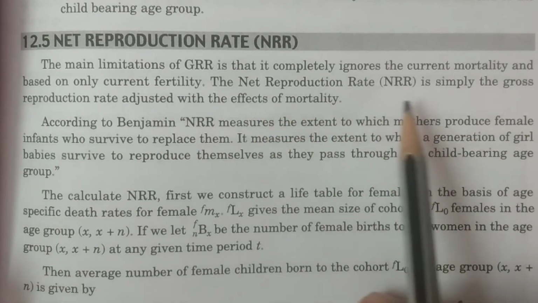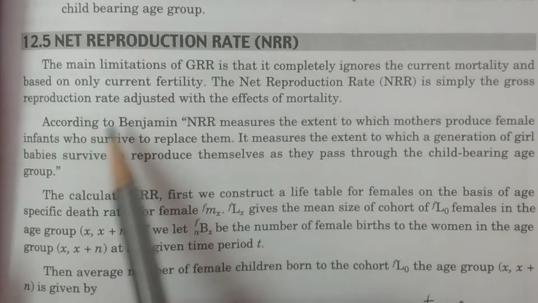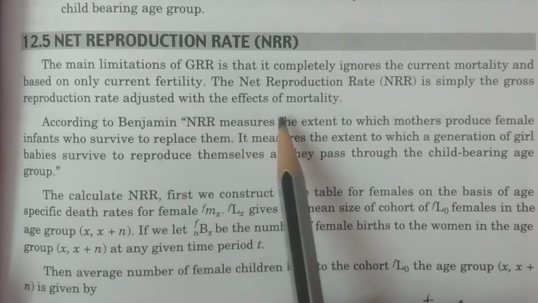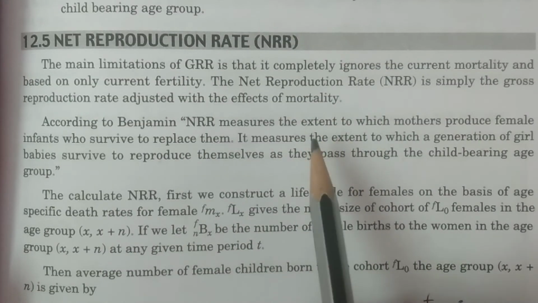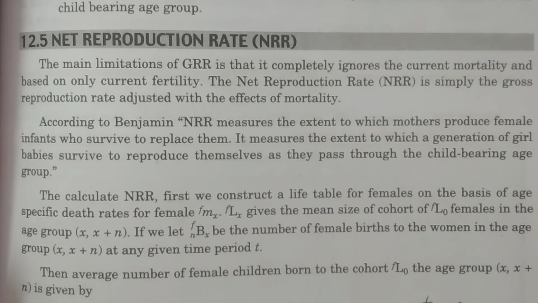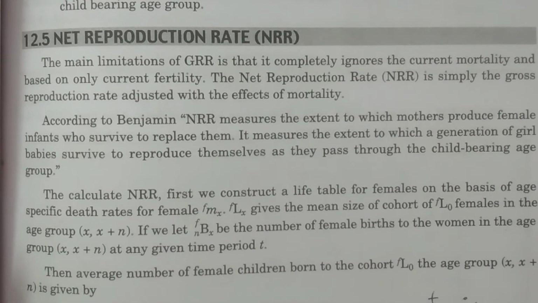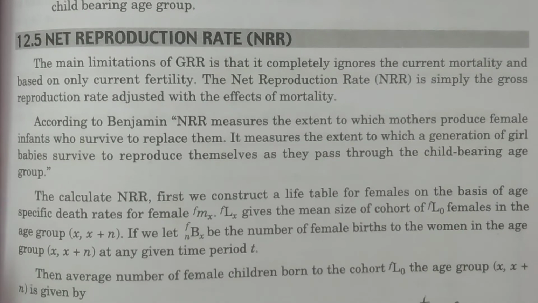Therefore the net reproduction rate is simply the gross reproduction rate adjusted with effects of mortality. It adjusts the effect of the mortality only in the GRR. That is only the NRR.